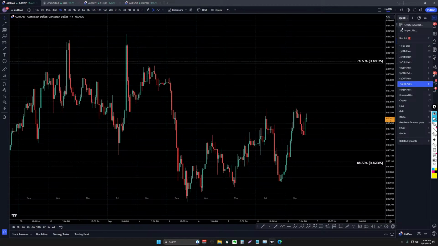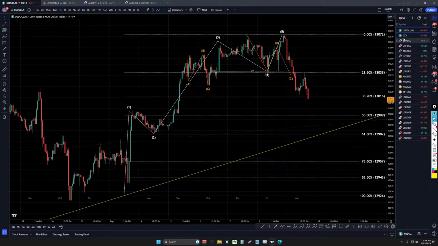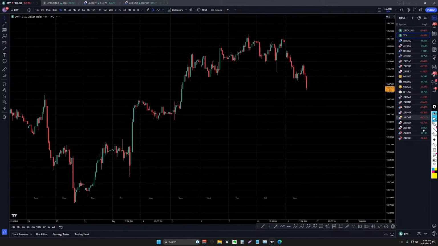So let's go back and check out these dollar pairs. See what's up today. We have to remember that it is... Ooh, look at the gap on the DXY. Gap central right there. That's a big gap.